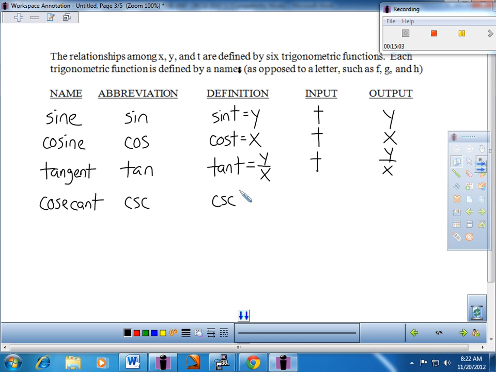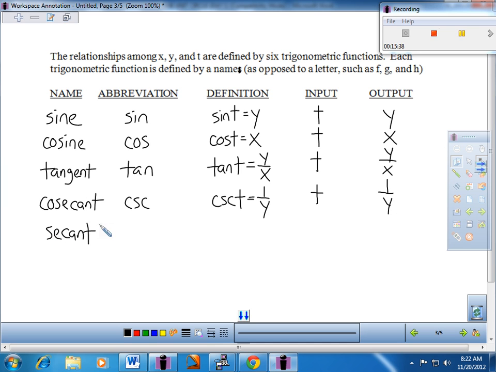So when I take the cosecant of t, it's basically the reciprocal of sine. So it's going to be the 1 over y as opposed to y over 1. Okay, so in this particular case, cosecant, whenever I hear that word, immediately I associate it with sine. They are reciprocals of one another. Okay, so t goes in, and 1 over y comes out. Okay, 4 down, 2 to take care of here, everyone.